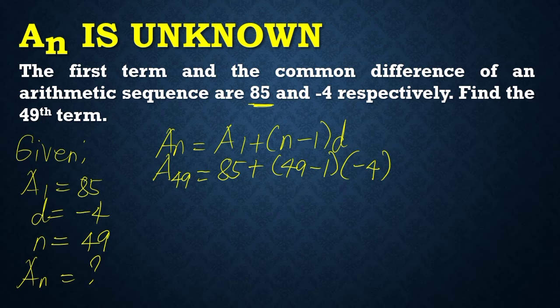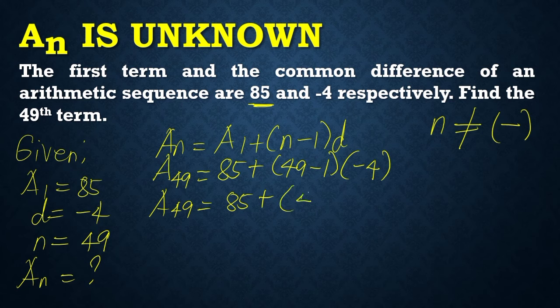By the way, our N here cannot be negative. All of our N, the term position, are positive. There is no such thing as finding the negative 49th term. But the common difference, A sub 1, and A sub N can be negative. So, A sub 49 is equal to 85 plus 49 minus 1, that is 48, times negative 4.